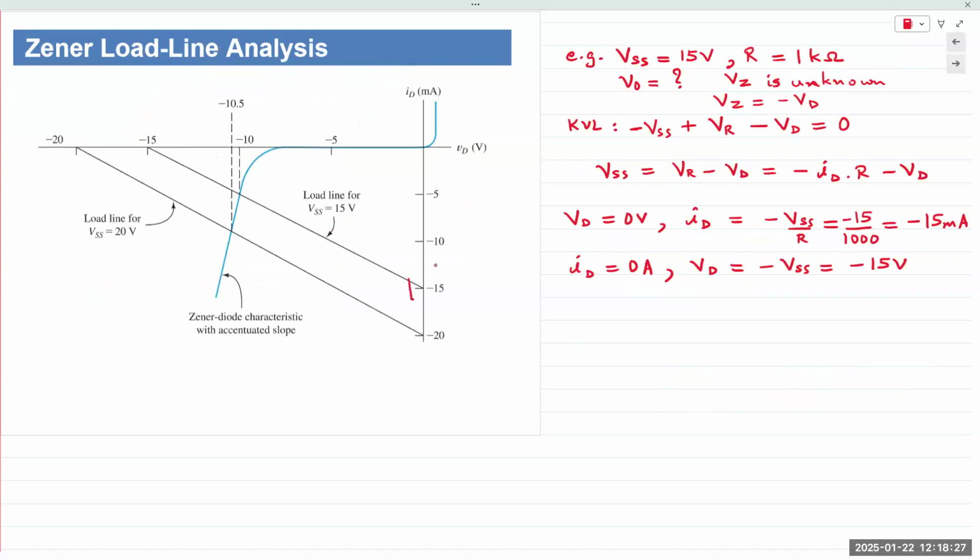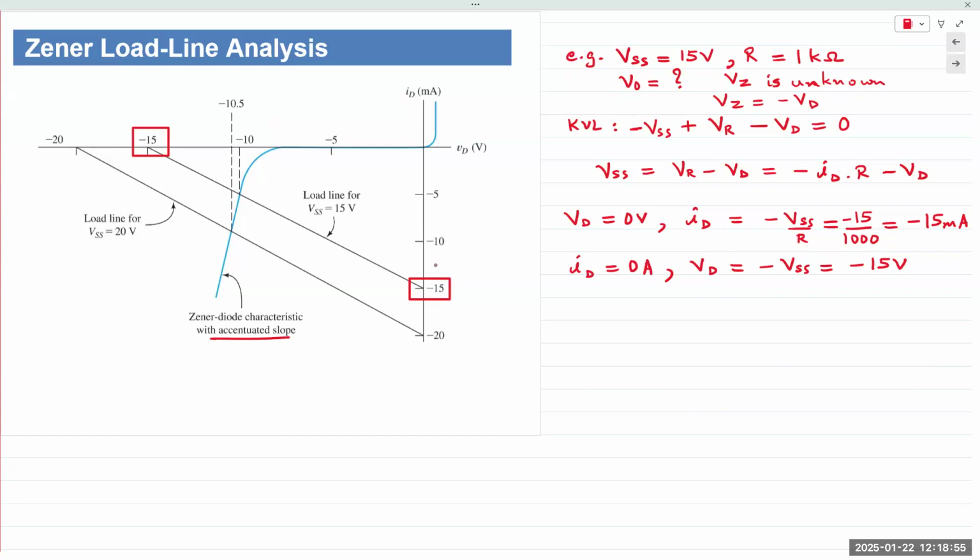We plot it. We get minus 15 milliamps here and minus 15 volts here. This slope is exaggerated. It says accentuated slope, but I would say exaggerated slope. It should be a near flat vertical line. But again, this is an example problem. So for explanation purposes, the slope is exaggerated.